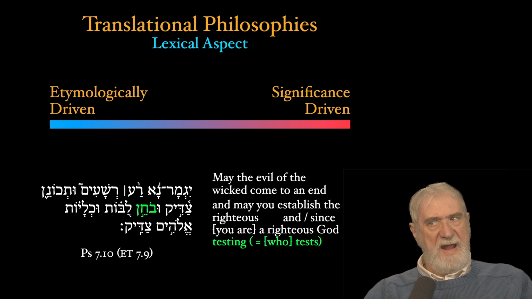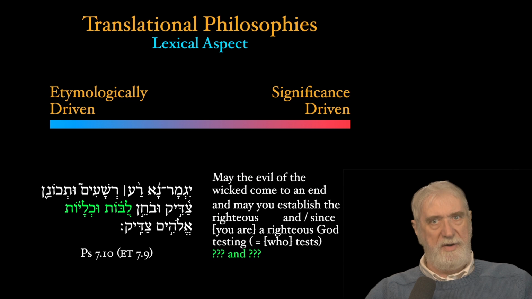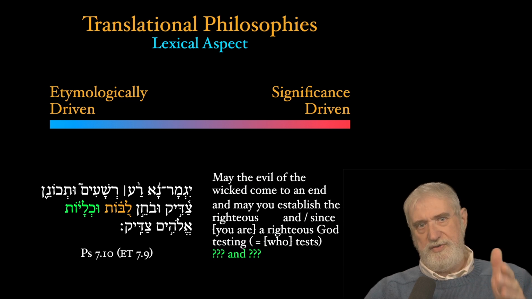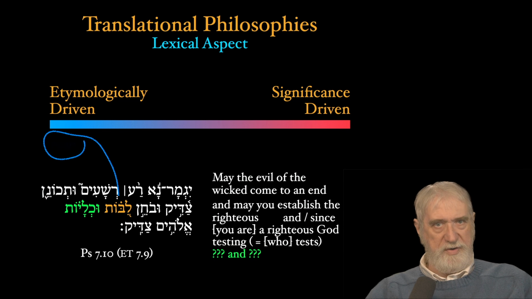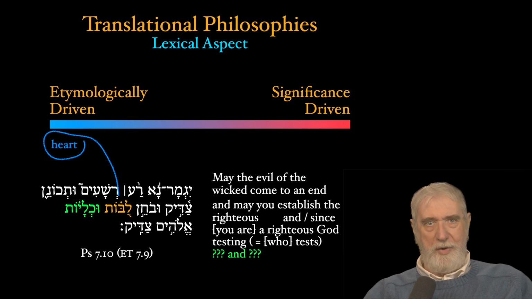Now we have two words we have to figure out how to translate here. These words we'll leave undefined for the moment and then take a look at them. And these will illustrate the problem of lexical approaches. So the first word here is the Hebrew word lave. In an etymologically driven approach, the translator would look at lave and say, okay, lave is the normal word that refers to the part of the body that we call the heart. And so an etymologically driven approach would almost certainly render this heart.